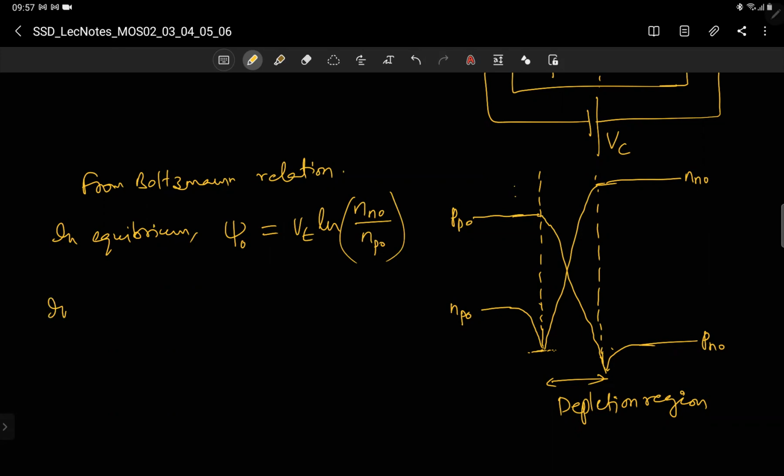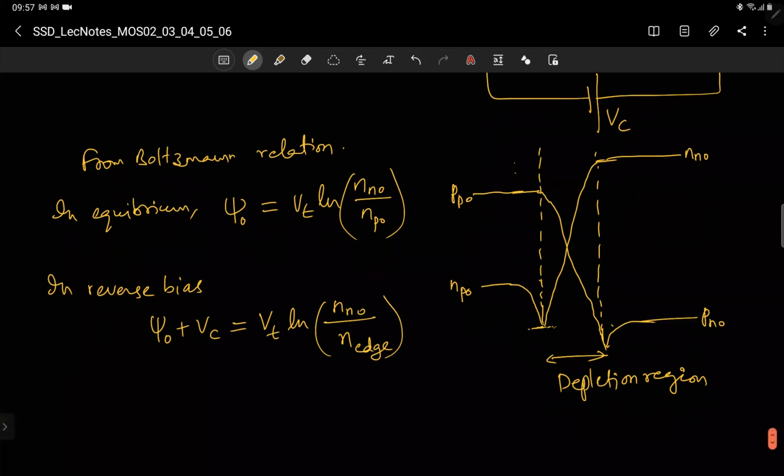So this is psi naught. In reverse bias, psi naught plus Vc, because that will be the voltage drop across the reverse biased PN junction, will be equal to Vt ln Nn0 by the concentration here. So that is N edge, because that is the depletion edge.